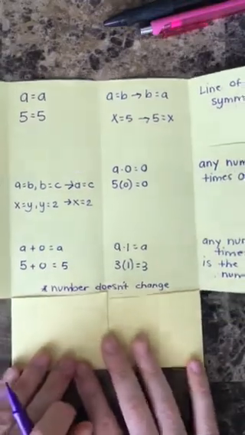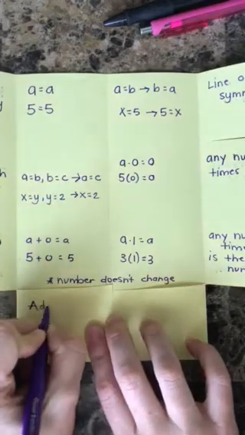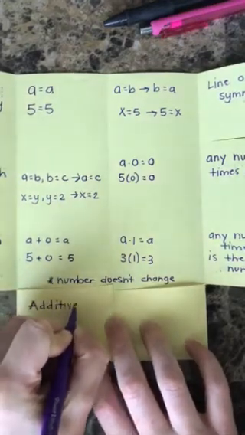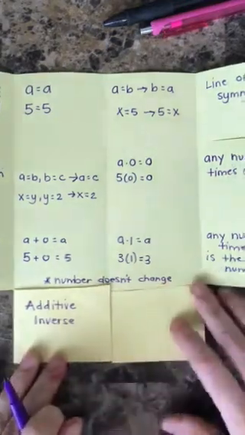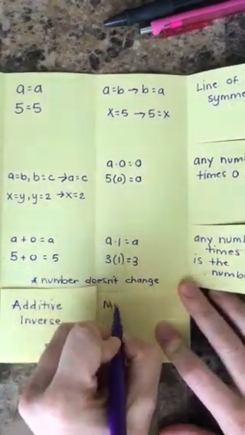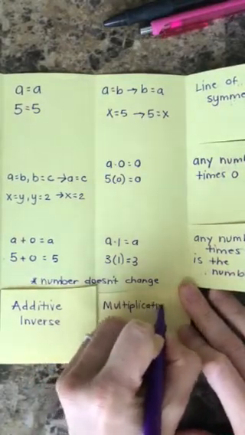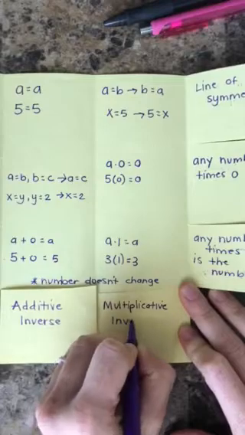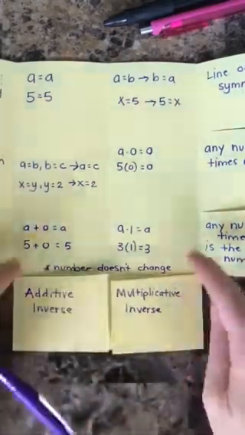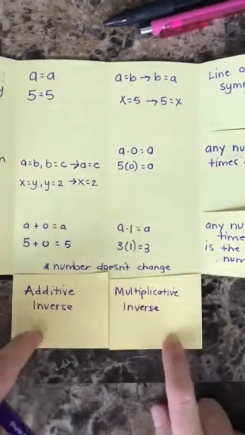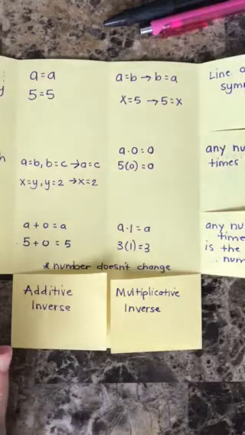Okay. The last two on this foldable, we have the additive inverse and the multiplicative inverse. Say that 5 times fast. Multiplicative inverse. There we go. Okay. So up here you had your identities. Down here you have your inverse. I'm guessing you know that inverse means opposite.